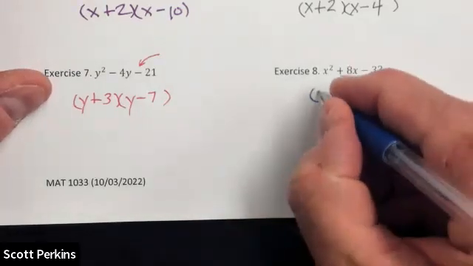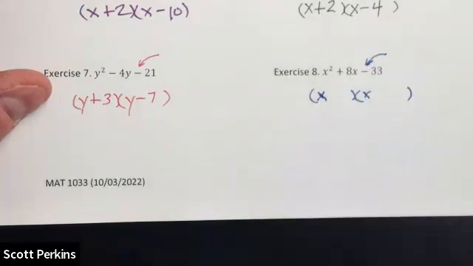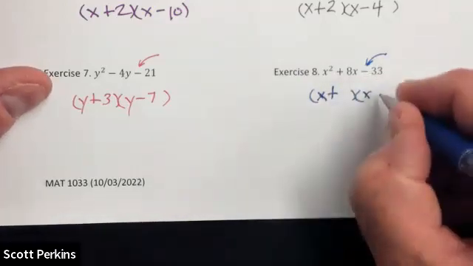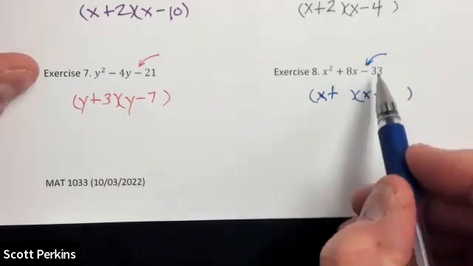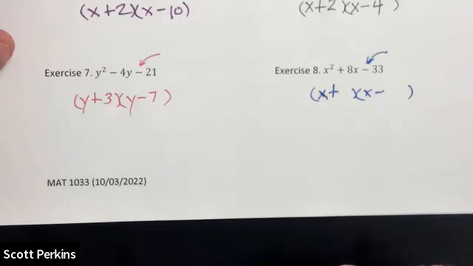So my x squared has to be x and x. There is a negative in front of the 33, so that tells me my signs have to be different. So a positive and a negative, negative and positive doesn't matter. And then this time I need the two factors of 33 that are going to be 8 apart. 3 and 11, which one gets to be the positive?